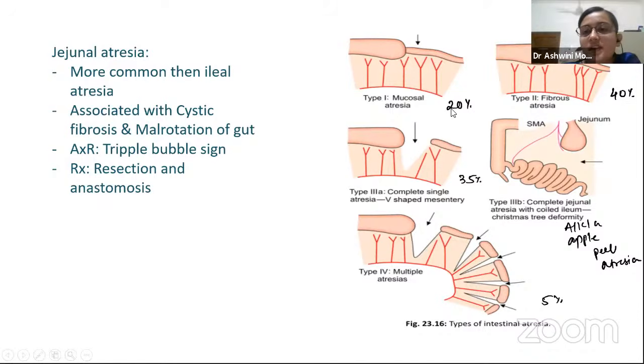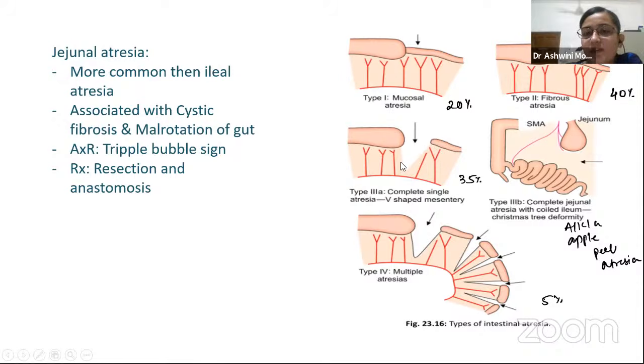So there are four types basically here in the small bowel. In type 1, there will be mucosal atresia. In type 2, there will be a fibrous band connecting the parts of the bowel, the jejunum. Part of the jejunum will be connected with the fibrous band. Most commonly, type 2 will be seen. In the third type, there will be a V-shaped mesentery. So there won't be any fibrous connection, completely apart, and a V-shaped mesentery will be seen, a complete single one.